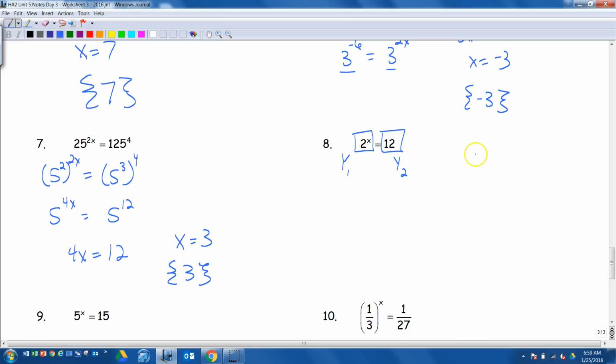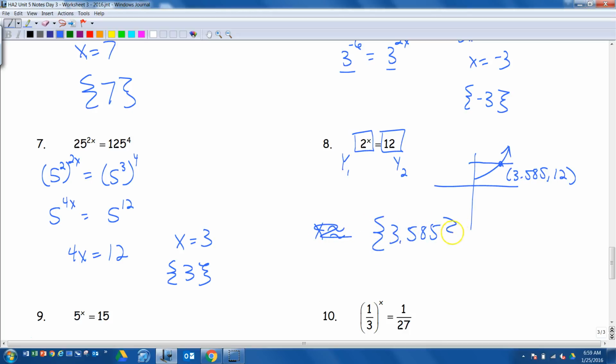So we're going to graph this. 2 to the x looks like that. 12 is up there. And we get 3.585 comma 12. So that means that x is approximately 3.585. Okay. Good.